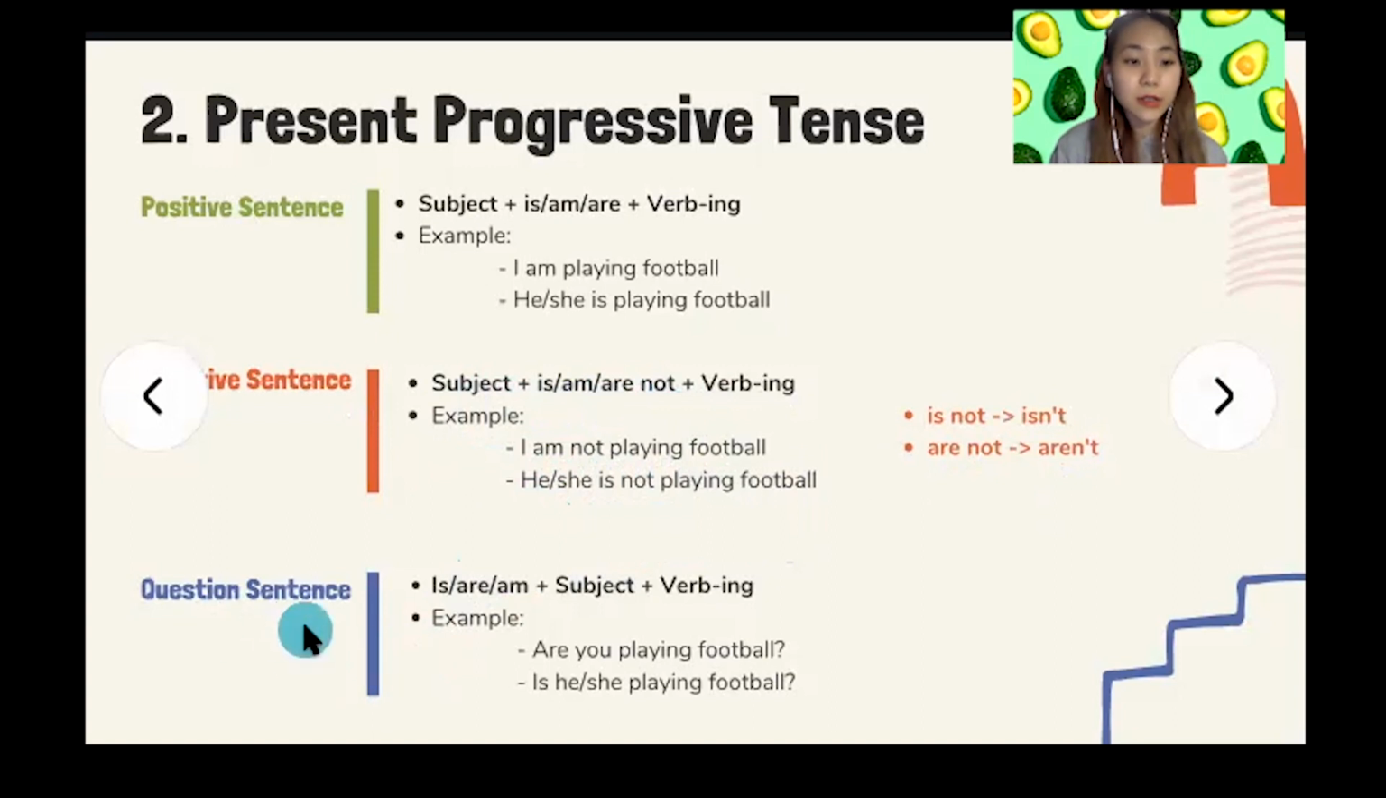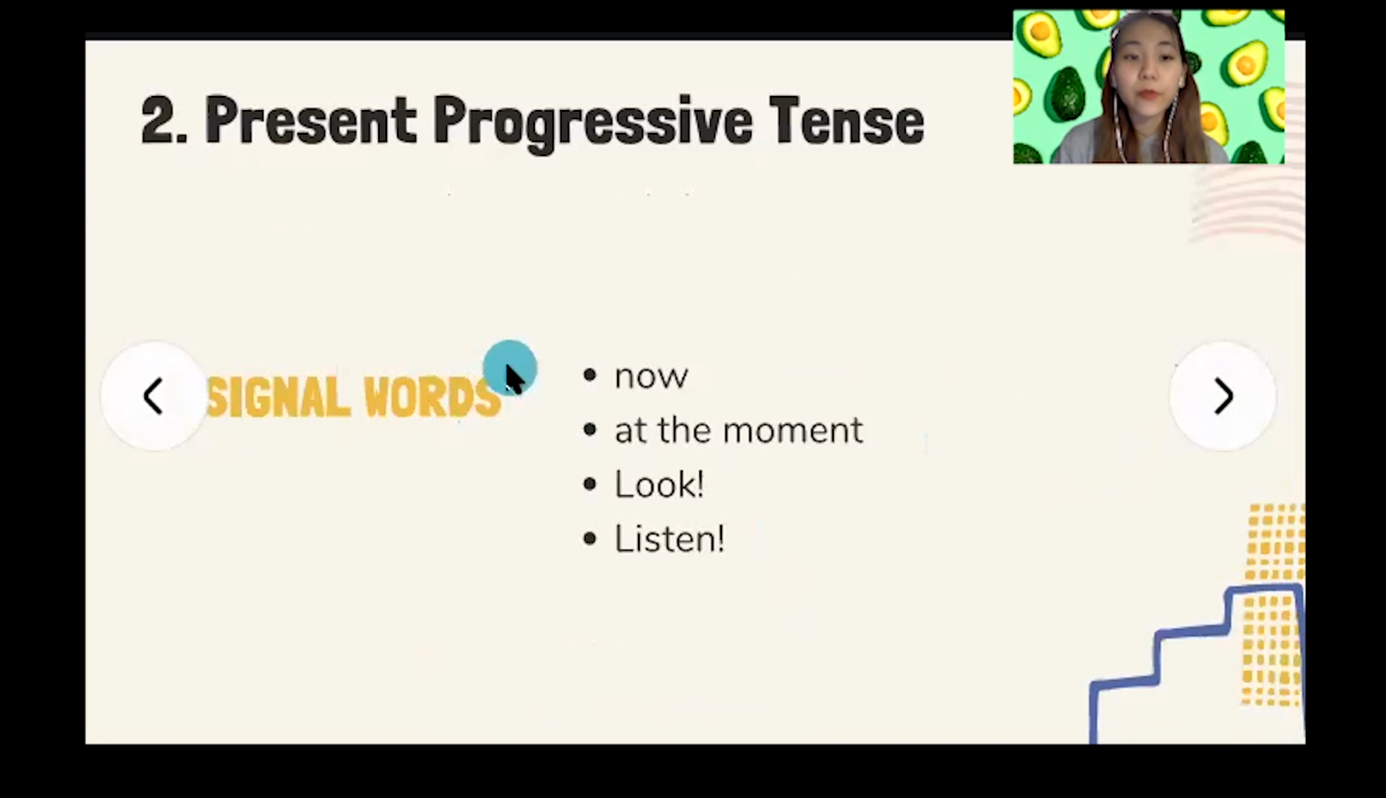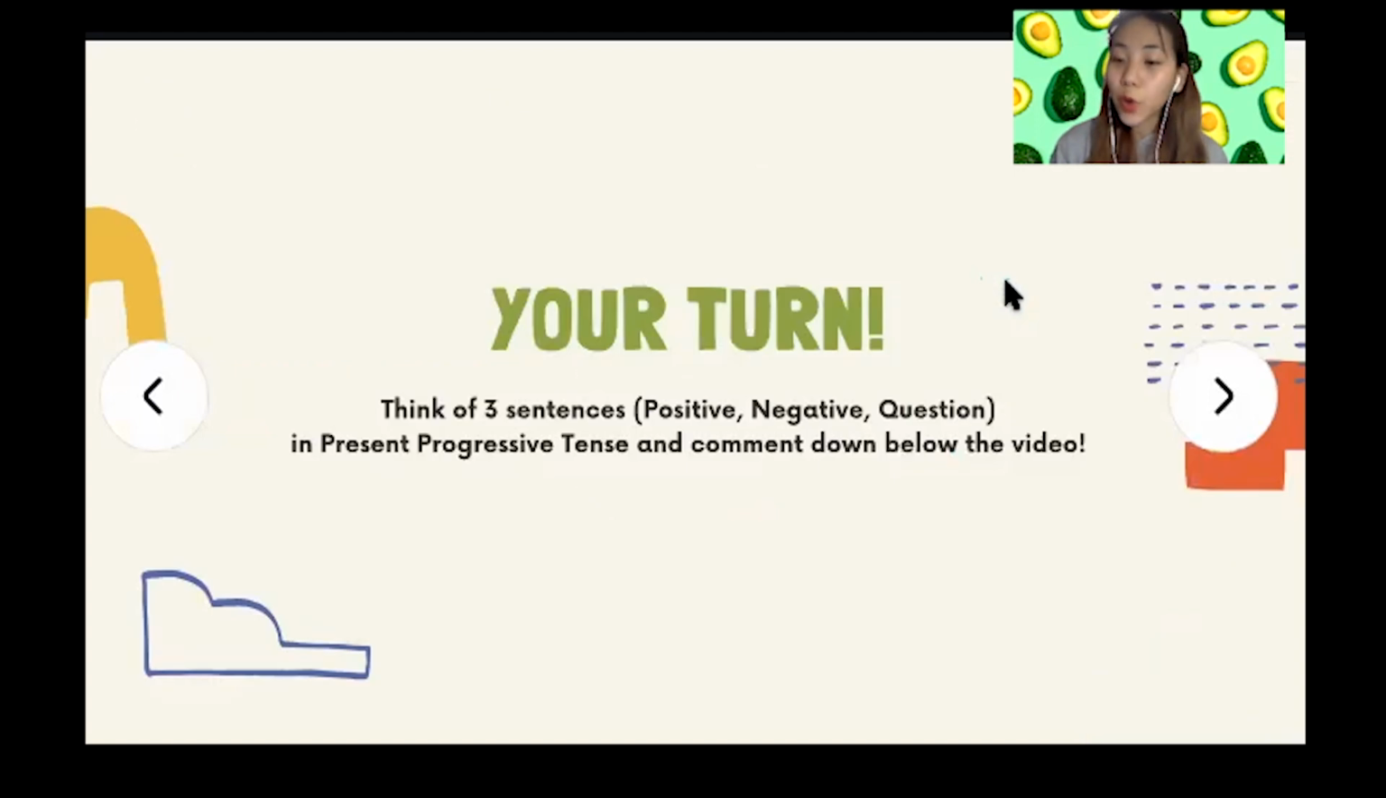For question sentence: is, are, am plus subject plus verb-ing, question mark. Okay? Are you playing football? Is he or she playing football? The signal words for present progressive tense are now or right now, at the moment, look, listen. It is your turn to write 3 sentences, positive, negative, question, in present progressive tense, and comment down below.